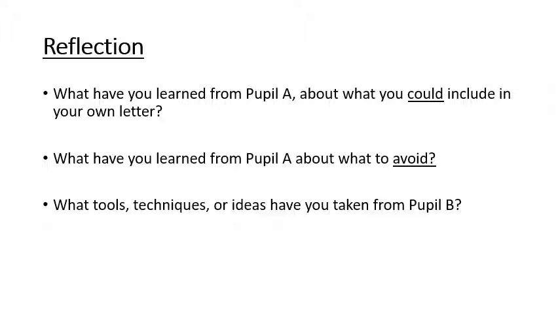And then in contrast, what have you learnt from pupil A about what to avoid? What is there in that letter that we think, no, I really shouldn't be doing that in my GCSE writing? And then from pupil B, similar, what tools, techniques or ideas can we take from them? Is there anything that they've done really successfully that you think you could incorporate into your own piece of writing next lesson?